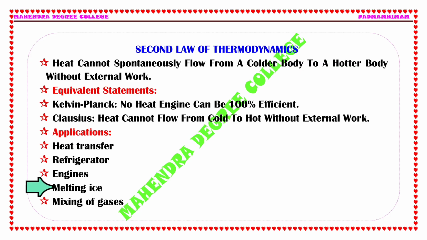Fourth one, melting of ice. Ice melts when heat flows from the surroundings into the ice. This happens spontaneously, but the reverse process cannot happen on its own. This shows the natural irreversibility explained by the second law.